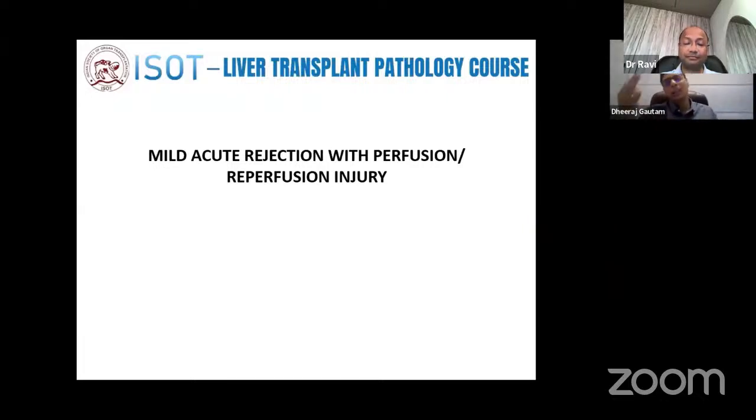Usually in around 50% of cases, perfusion reperfusion injury is combined with either acute cellular rejection or with sepsis or an ascending cholangitis-like picture. Usually only in 50% of cases will you see pure perfusion reperfusion injury. So in this case it was acute cellular rejection with perfusion reperfusion injury.